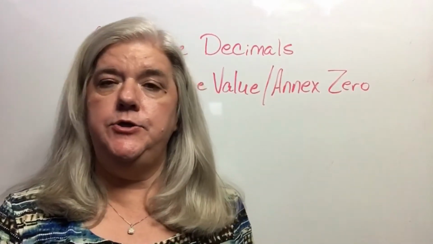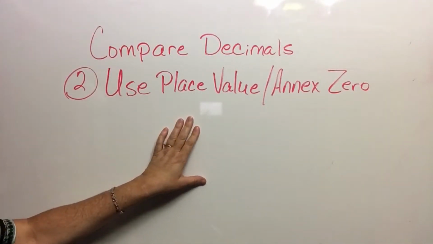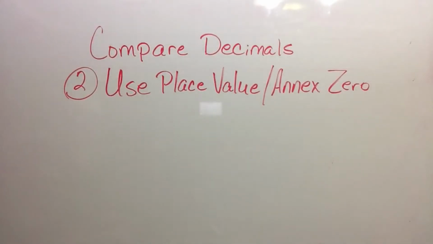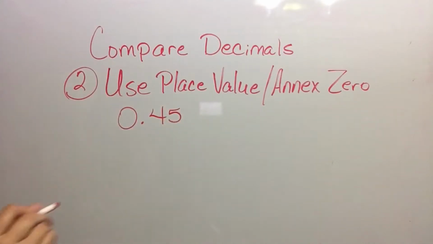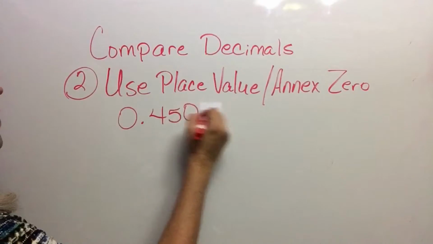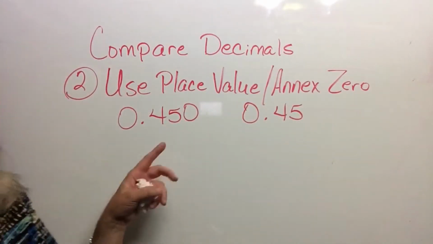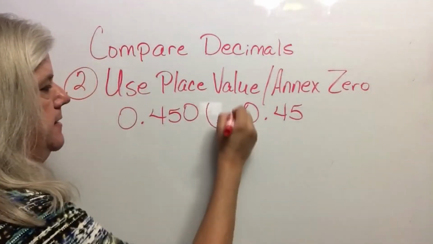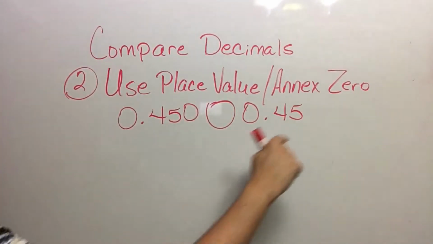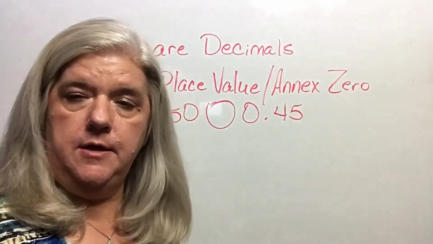The second way to compare decimals is to use place value to line our numbers up. So let's look at two numbers. I want to compare 0.450 with 0.45. Now, we want to compare these by lining them up. And sometimes with decimals, we need to annex a 0. Annex just means to put a 0 in the number.